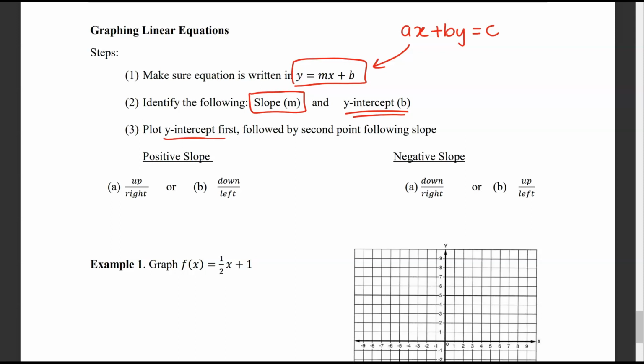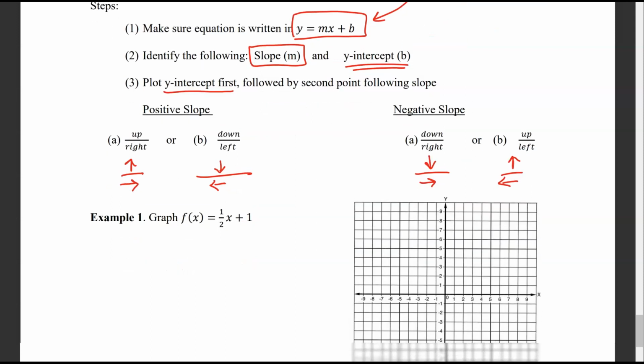We're going to plot the y-intercept first, followed by the second point following the slope. So again, we start with the y-intercept, and then we look at the slope. Just like before, we looked at the movement of the slope. A positive slope is going to be up and to the right, or down and to the left. Remember, they're either both positive or both negative, and they make these movements. With a negative slope, only one is negative, so it's either going to be down and to the right, or up and to the left. So only one of them changes direction.